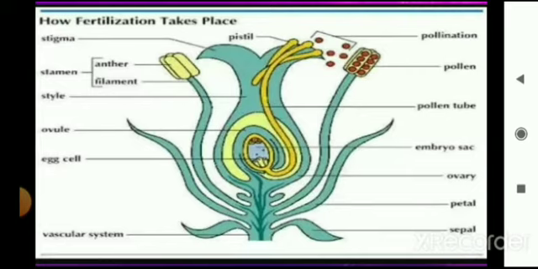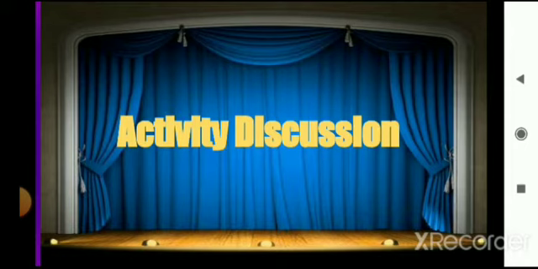Now in this picture, you can see how fertilization takes place in a flower. Okay? Class, pause this video and see the different parts of a flower. Okay? I hope this picture of fertilization is clear, right? Now come to activity discussion. Okay?